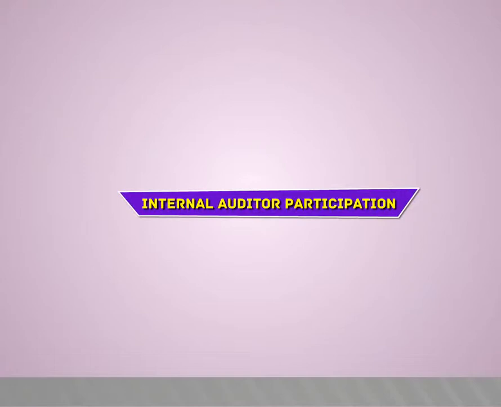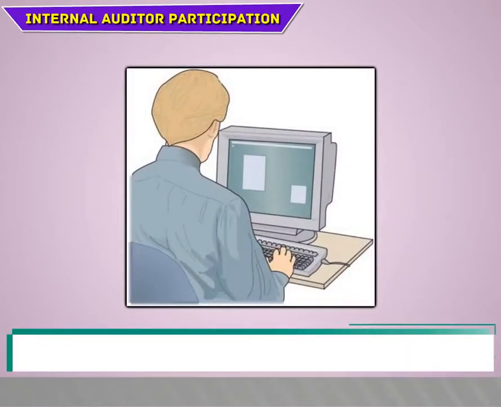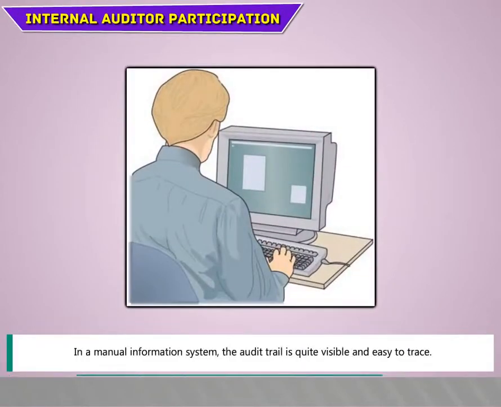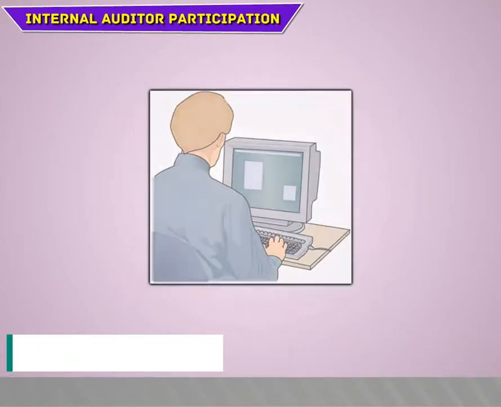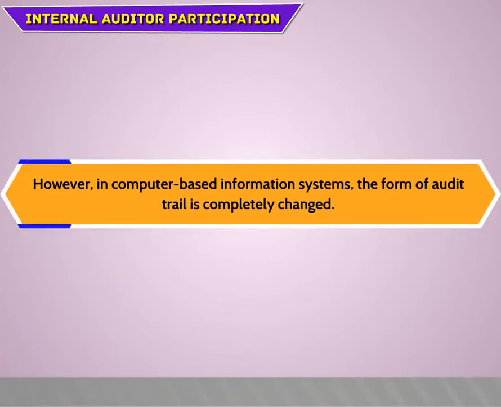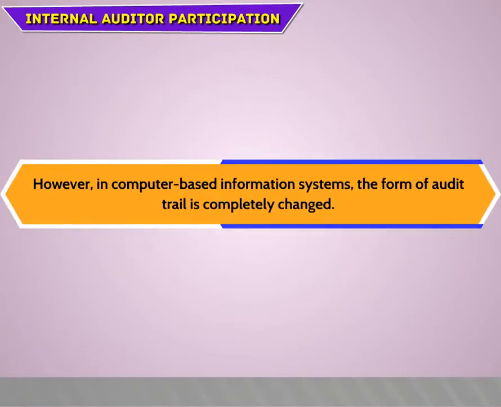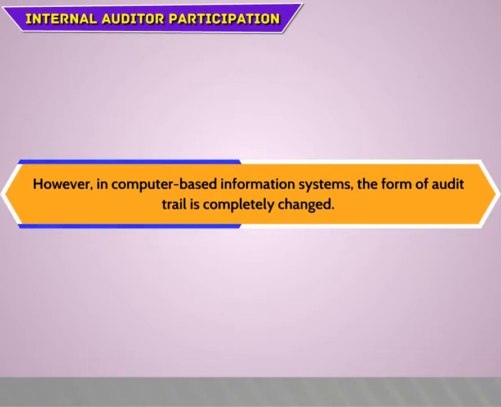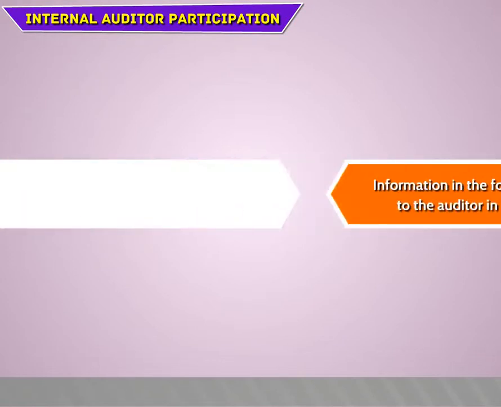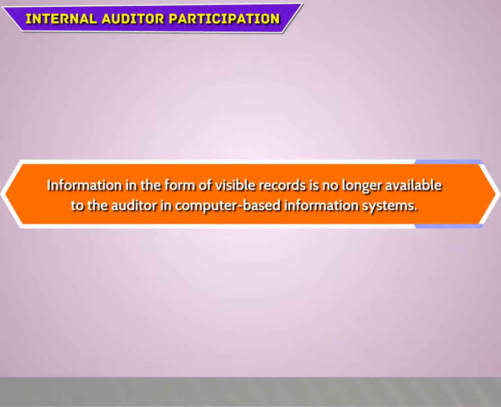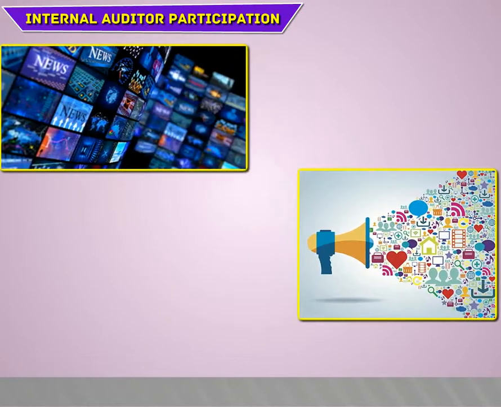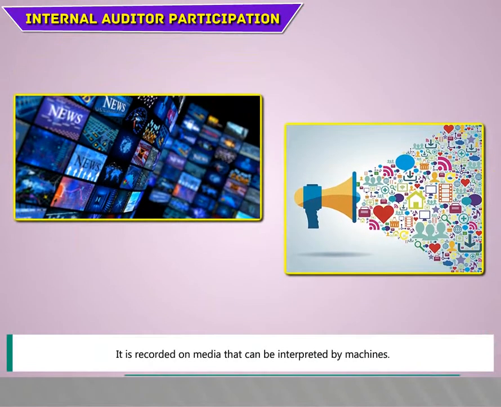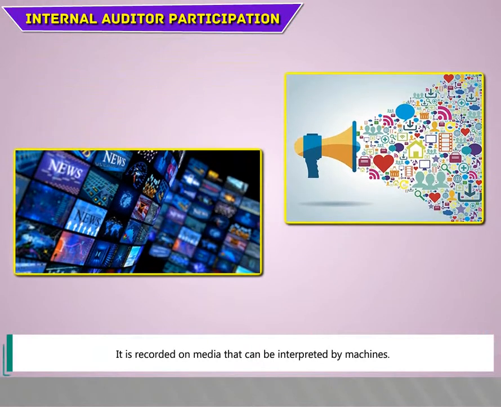Internal auditor participation. In a manual information system, the audit trail is quite visible and easy to trace. However, in computer-based information systems, the form of audit trail is completely changed. Information in the form of visible records is no longer available to the auditor in computer-based information systems. It is recorded on media that can be interpreted by machines.